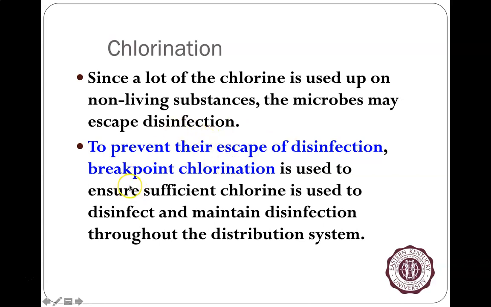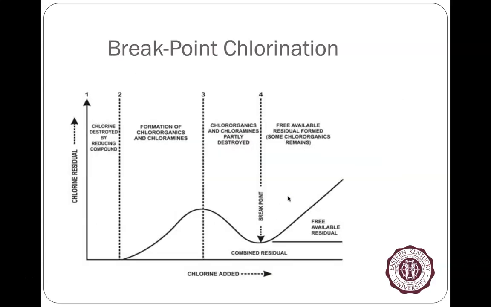So to prevent that disinfection escape, breakpoint chlorination is sometimes used. Breakpoint chlorination is the name for this process that is used for evaluating or ensuring that a sufficient amount of chlorine is left to disinfect and maintain disinfection throughout a drinking water distribution system. We want to have some chlorine left in the water for the system. It keeps the pipes in better condition. In the event that there is a failure in the system, you're not going to worry about people getting sick because there's still some chlorine left to disinfect.